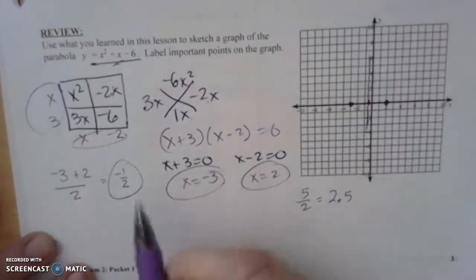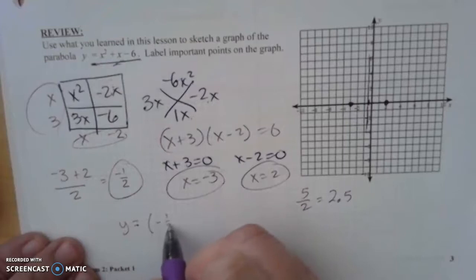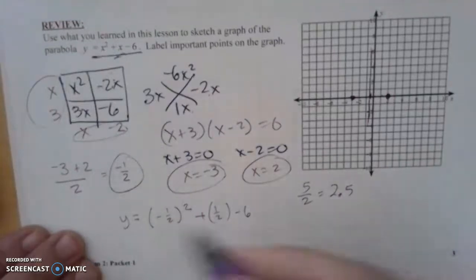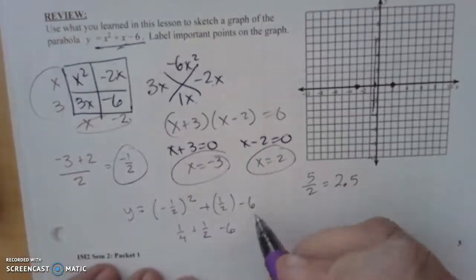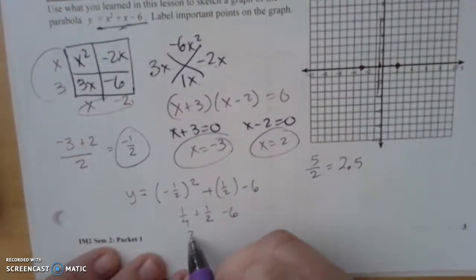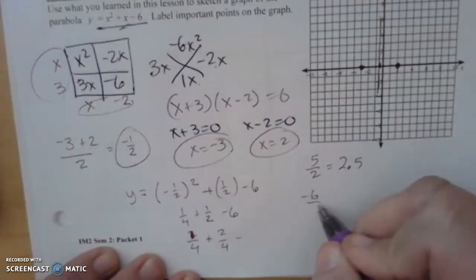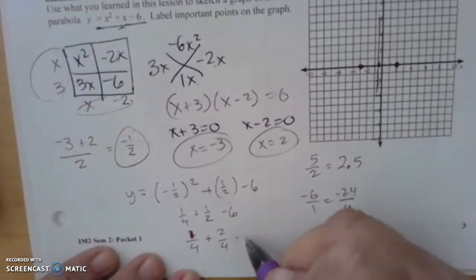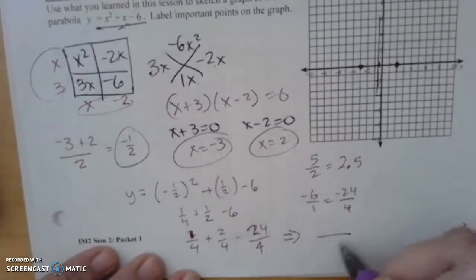We know that our line of symmetry is where the vertex lies. So we're going to take this, y equals -1/2 squared plus 1/2 minus 6. So we're going to get 1/4 plus 1/2 minus 6. We need a common denominator. Let's use 4. 1/4 plus 2/4 minus, if I write -6 over 1 as something over 4, to multiply by 4, I'm going to get -24/4, so minus 24/4.